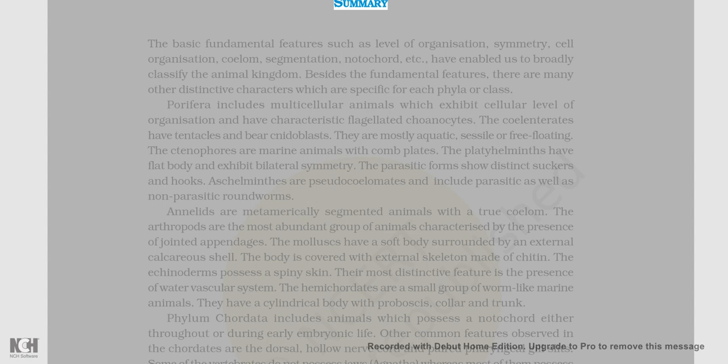Summary: The basic fundamental features such as level of organization, symmetry, cell organization, coelom, segmentation, notochord, etc., have enabled us to broadly classify the animal kingdom. Besides the fundamental features, there are many other distinctive characters which are specific for each phyla or class. Porifera includes multicellular animals which exhibit cellular level of organization and have characteristic flagellated choanocytes. The coelenterates have tentacles and bear cnidoblasts.